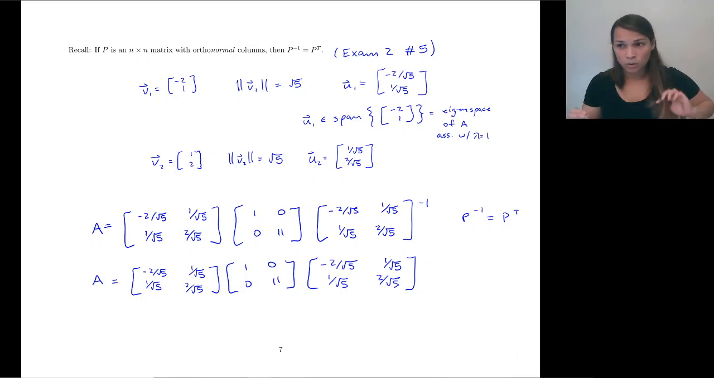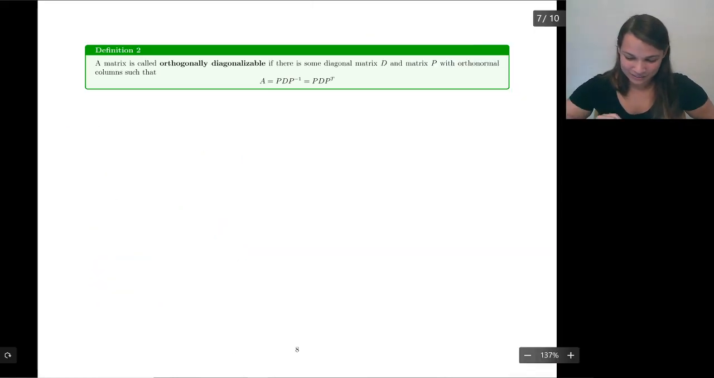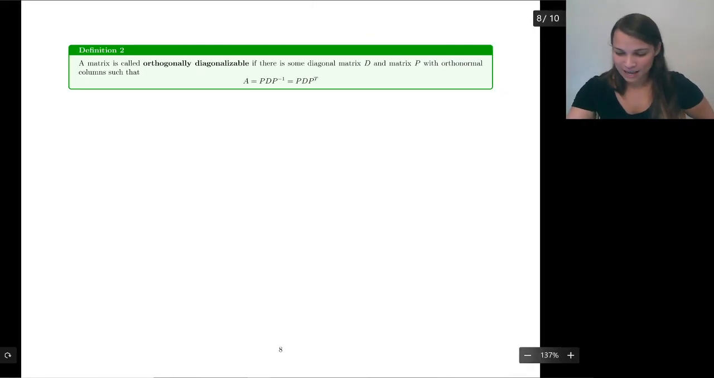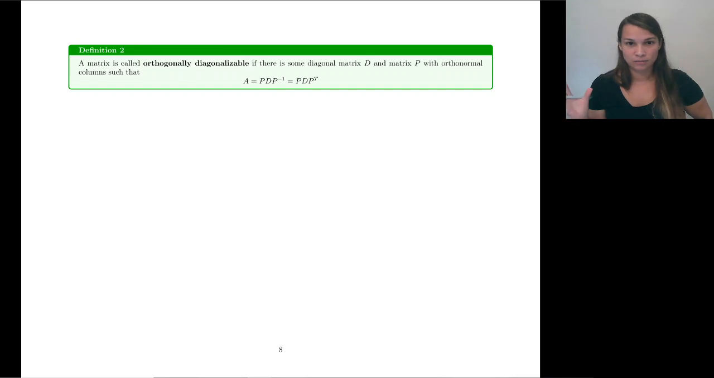And in fact, when we're able to do this, it's actually so cool. We're going to have a name for it. Here we go. We say that a matrix is orthogonally diagonalizable if you have a diagonal matrix D and P with orthonormal columns, such that you get to replace P inverse with P transpose. So that's what we just did. We just orthogonally diagonalized A. I'm going to ask you to orthogonally diagonalize a matrix in your worksheet, and so you're going to do exactly what I did for A.